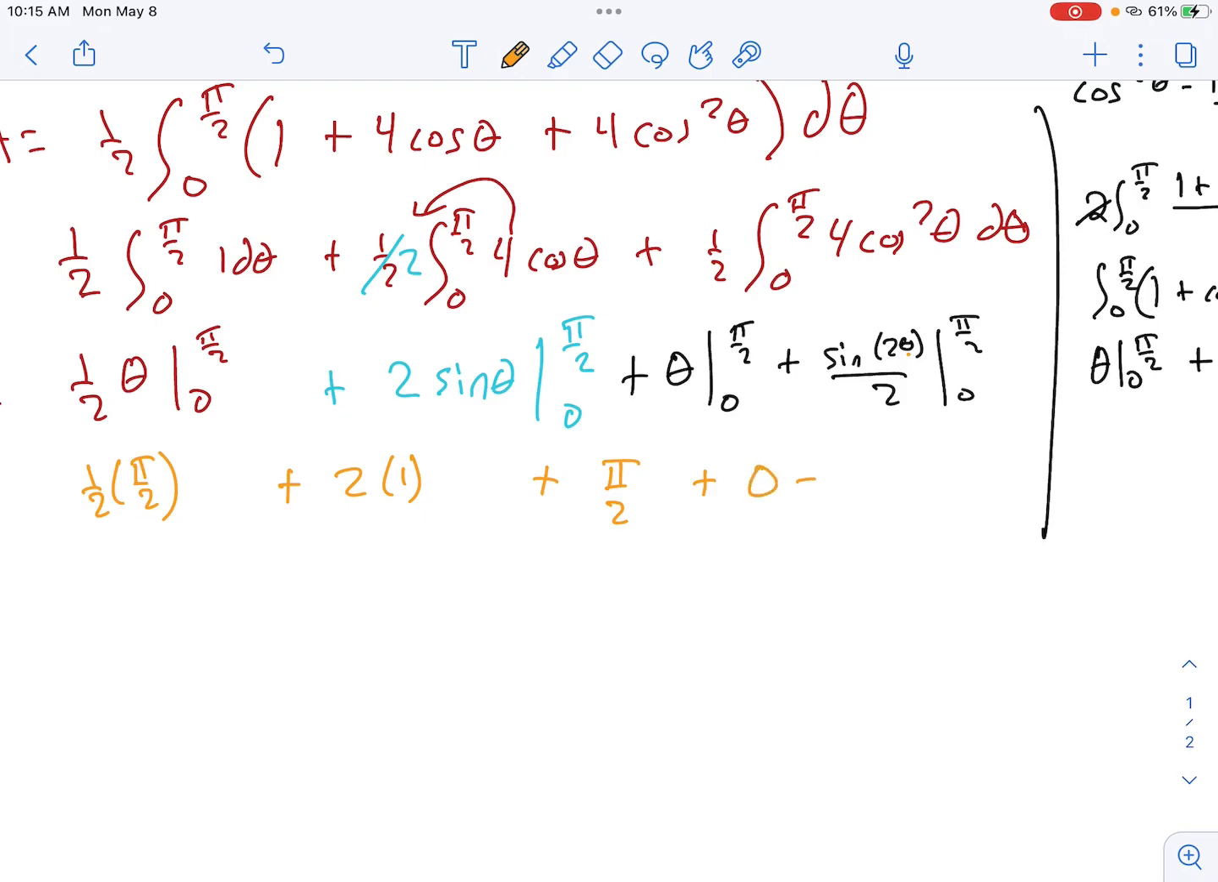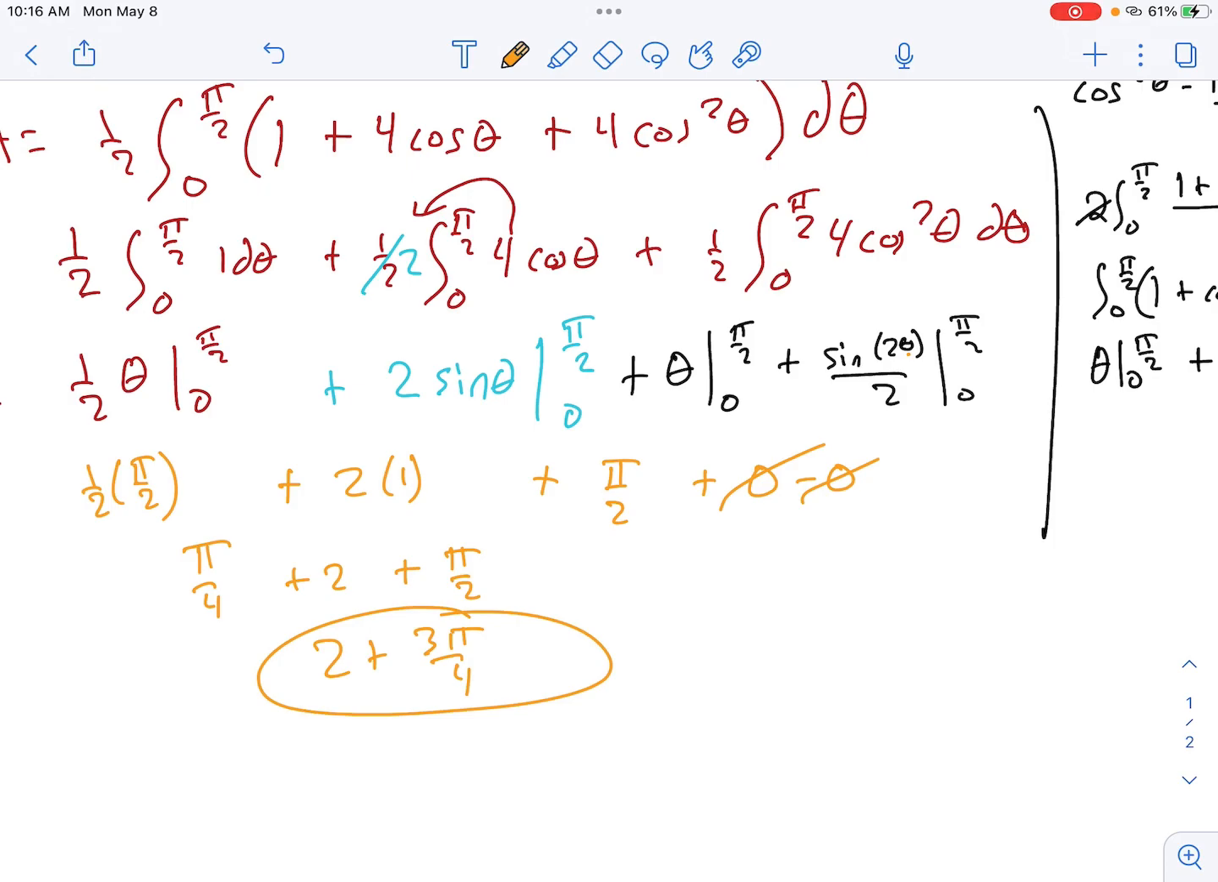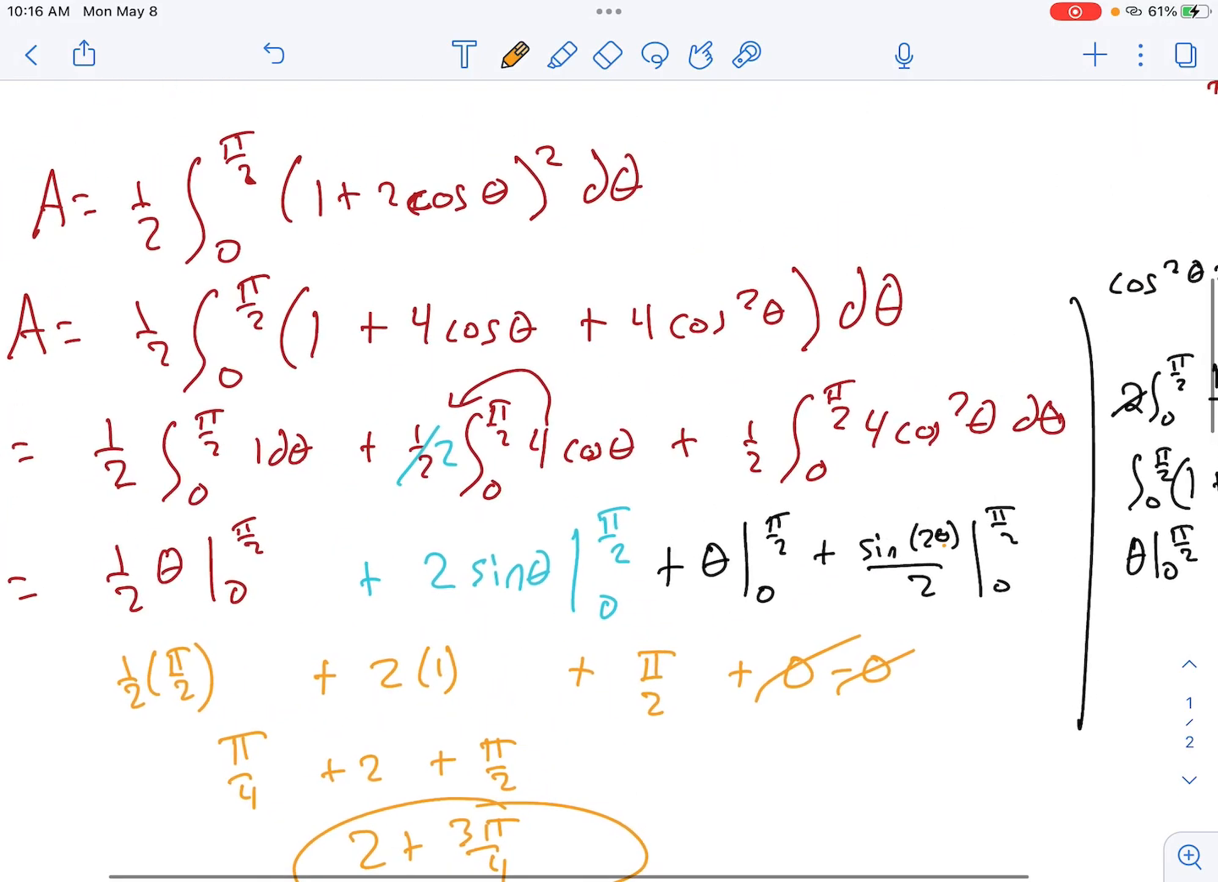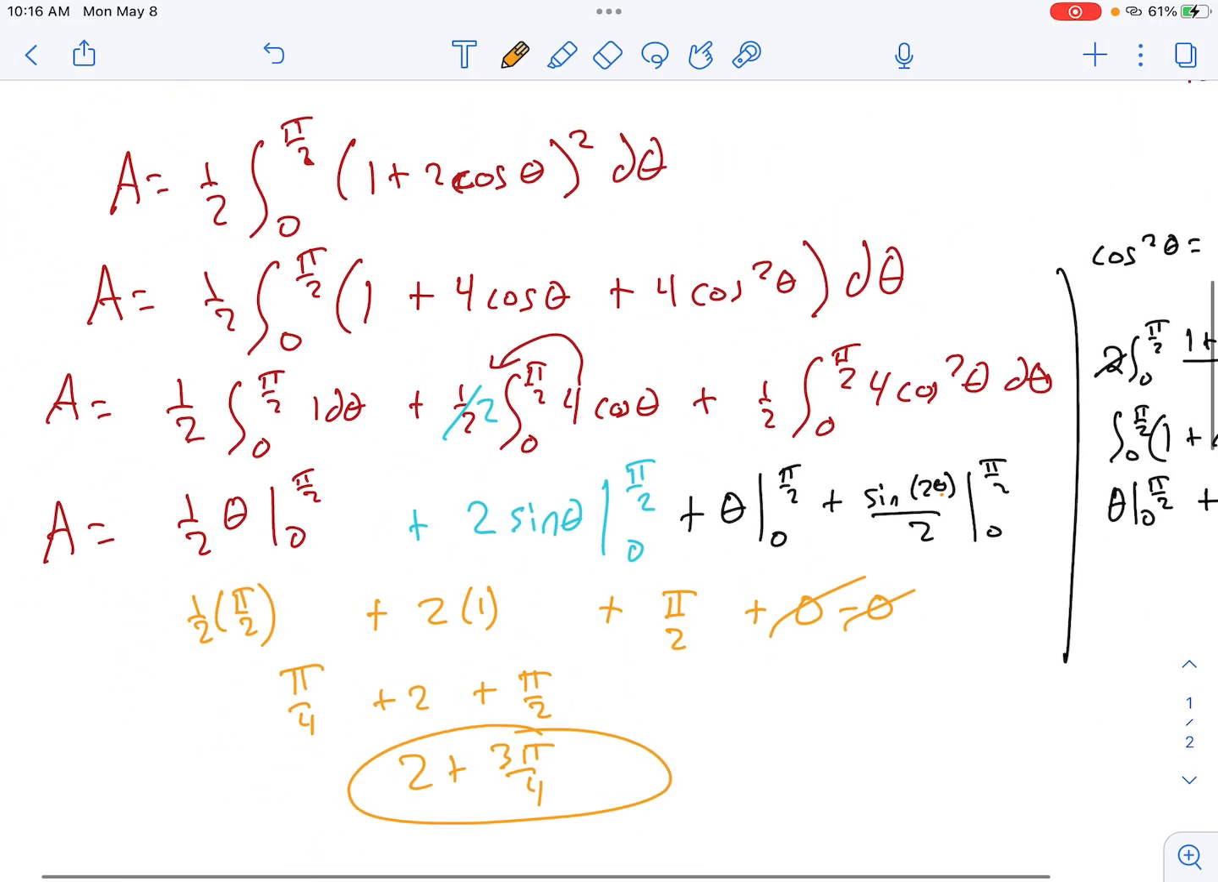So that becomes 0. Then you subtract out the 0. It doesn't matter. All right, so what do we have? We have pi fourths plus 2 plus pi halves. Get a common denominator, and we can call that 2 plus 3 pi fourths. And that is the evaluation. That is the area of that polar curve from 0 to pi halves. And it's kind of a mess.